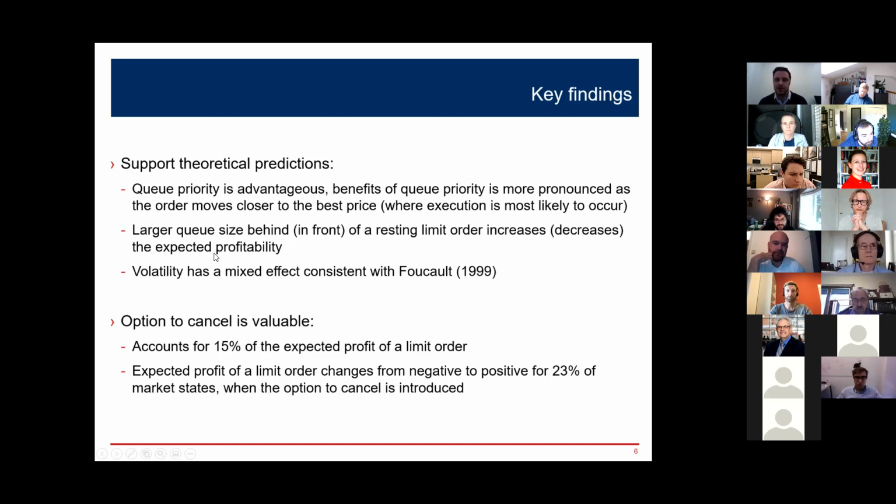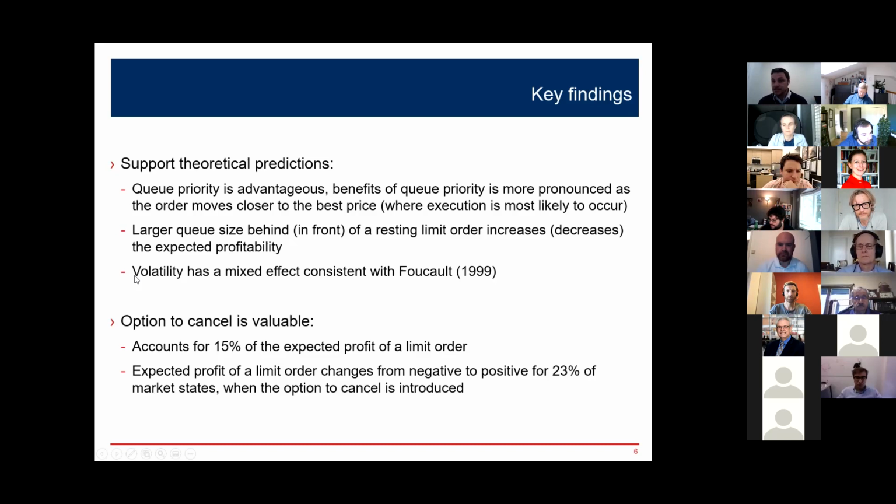Other things that pop out: the larger the queue size, or the more volume behind you or at price levels behind you, the higher the expected profitability. And the flip side, the more volume in front of you or at price levels in front of you, the lower the expected profitability. For volatility, we get the mixed result that I talked about, that there are two opposing forces. You will see these results. I'll highlight a few key subtleties that pop out of the data as well.